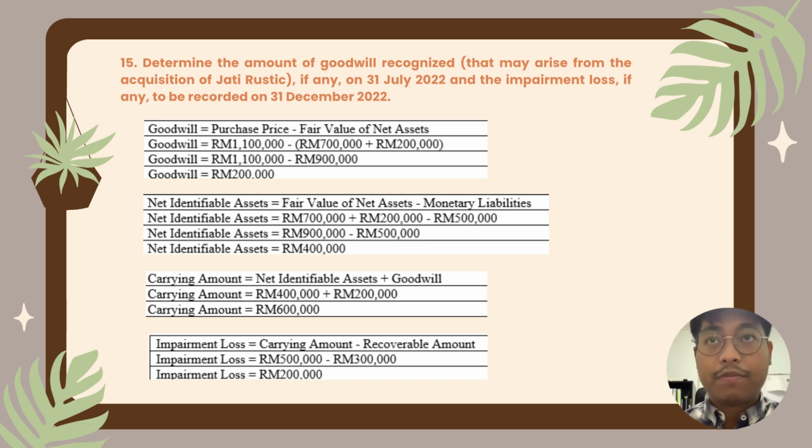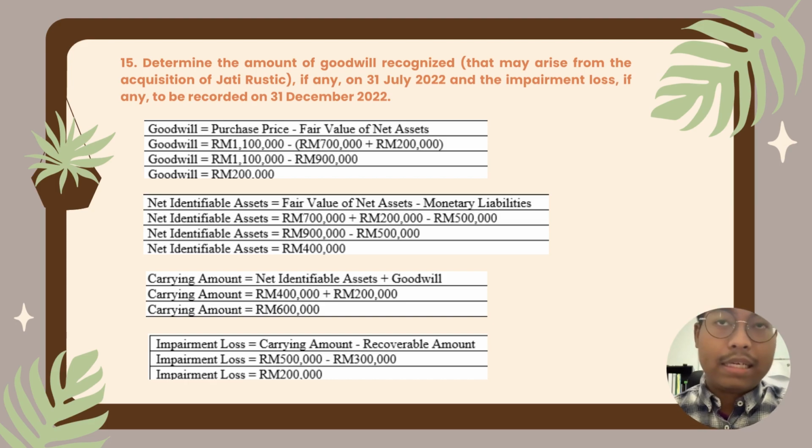The next part is question number 15. Goodwill is the excess of the purchase price over the fair value of net assets acquired. In this case, the fair value of net assets is 200,000 higher than the book value. So to calculate the goodwill: goodwill is equal to purchase price minus fair value of the net assets. So the fair value of net assets is 700,000 ringgit plus 200,000 ringgit. So the purchase price is 1,100,000 ringgit. To calculate the goodwill, we take the purchase price, which is 1,100,000 ringgit, minus the 900,000 ringgit. We will get the goodwill in the amount of 200,000 ringgit.